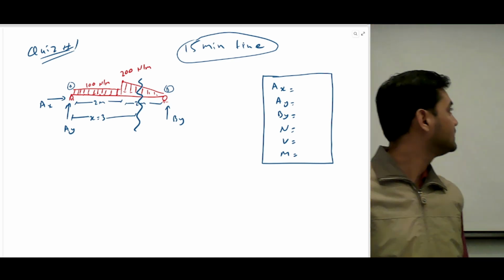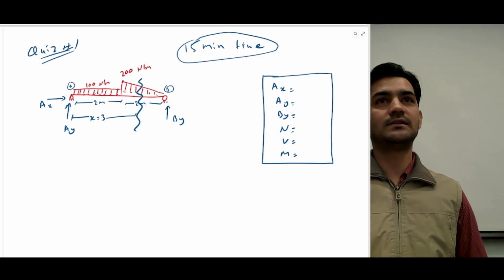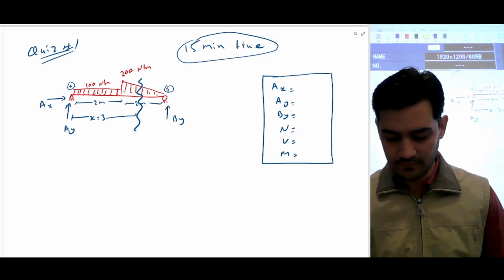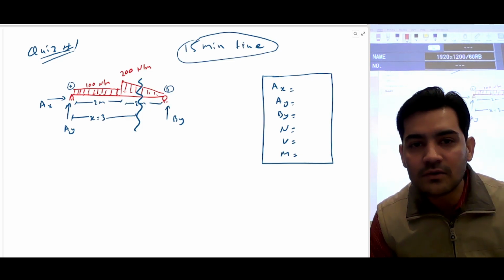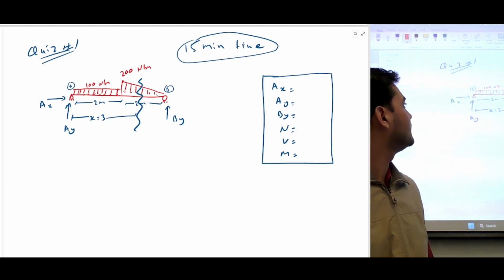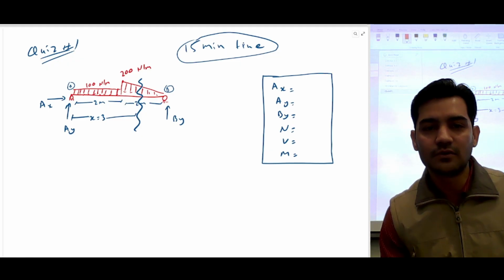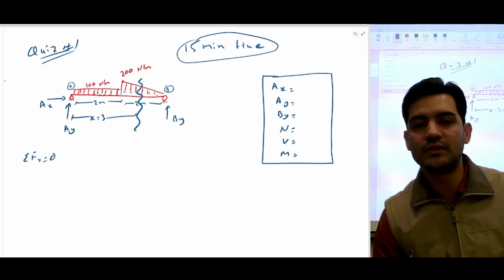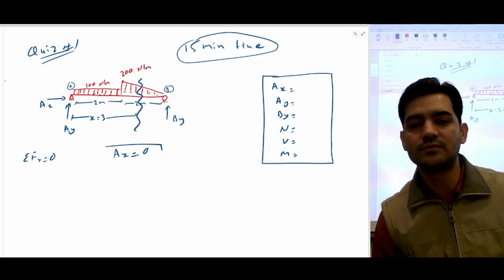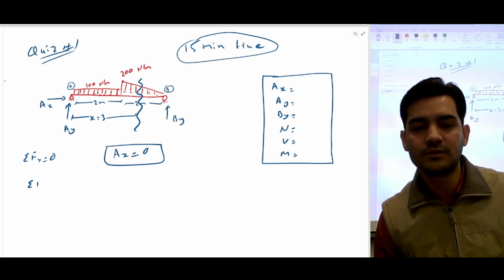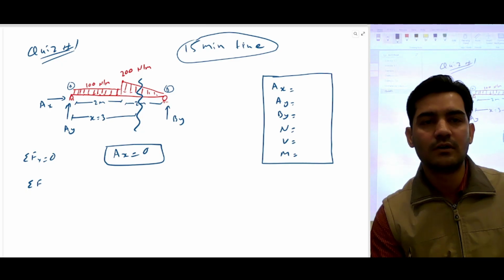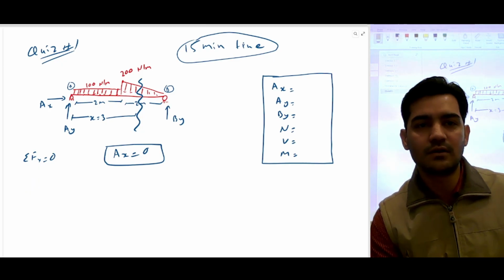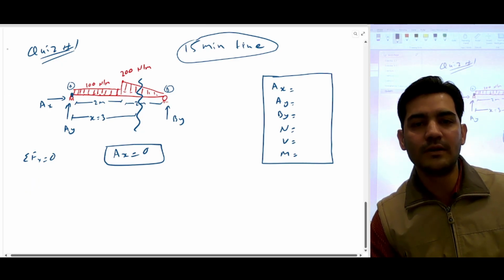So we can do this together quickly. The first thing is we have to calculate the reaction, right? If we do summation of f of x equal to 0, there is no other force, so A of x would be equal to 0. I can do summation of f of y, but I'm going to take a moment at point A.